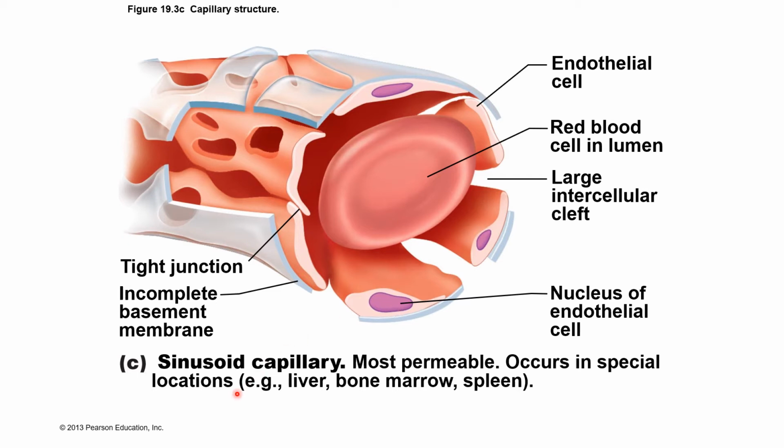You would find them in areas like your liver, your bone marrow, and your spleen. Even the basement membrane within those sinusoid capillaries, you can see that it's broken up, so it's not going to put as much restriction on those sinusoid capillaries compared to the other capillaries that we've talked about previously.